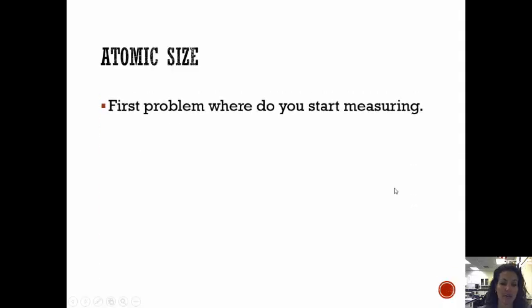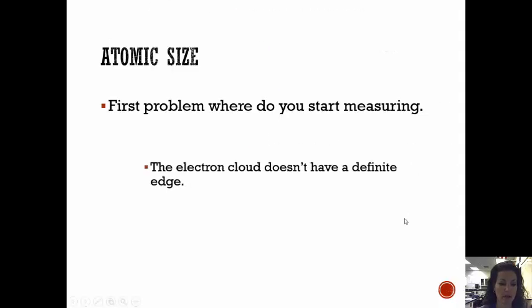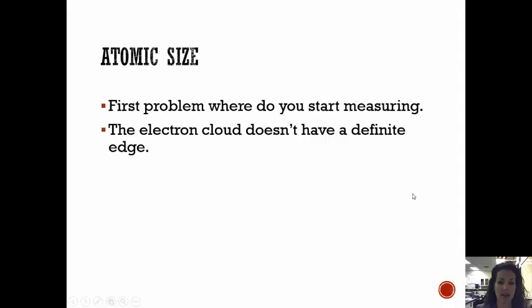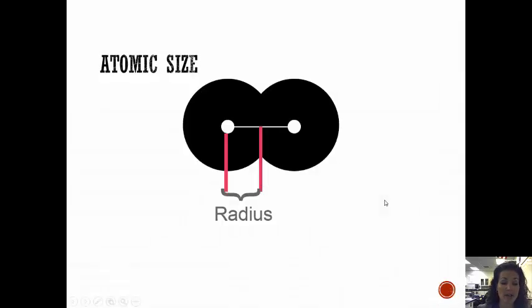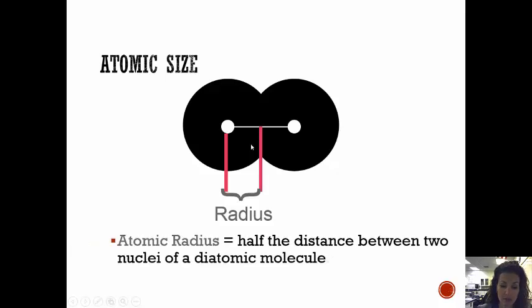Okay, first trend we're going to look at is atomic size. First problem is, where do you start measuring an atomic size? You've got all this electron cloud, so it's kind of hard to figure out exactly how big the atom is if there's just this cloud of swarming electrons all over the place. So the electron cloud, because it doesn't have an edge, we're going to go by measuring more than one atom at a time, and we look at the distance from one nucleus to another. If they're bonded together, half the distance between the two nuclei is the radius of one atom. So that's how we figure out an atomic size.